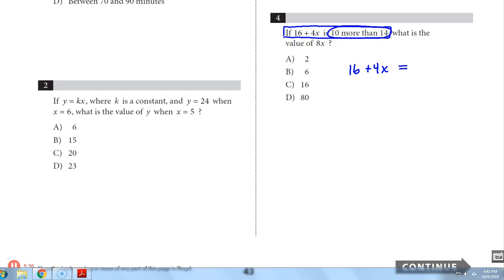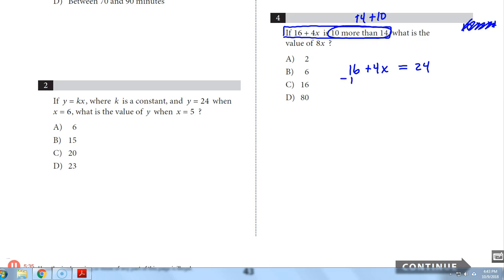If 16 plus 4x is, well, this part's kind of the part that's awkward. 10 more than 14. You know, a lot of kids are thinking they mean like 10 more than 14, but that doesn't make any sense. But I can see where you would think that. But 10 more than 14 is just a fancy way to say, you know, what's 10 more than 14? Well, it's 24. I don't know why they just didn't say 24, but they try to trick you like that.